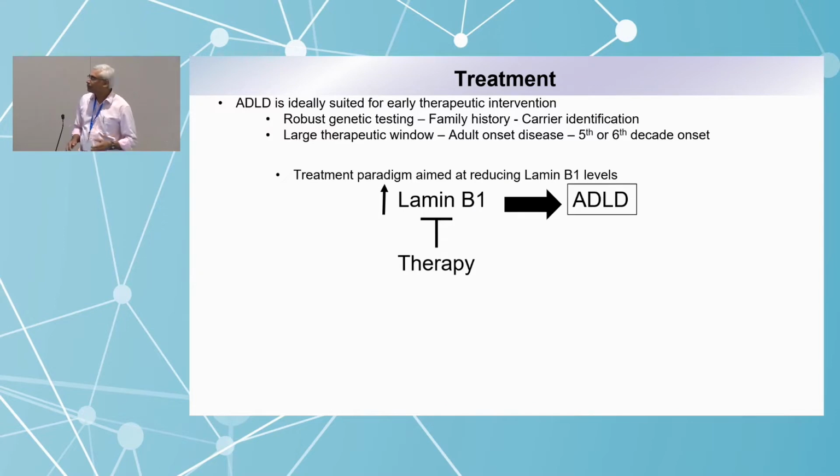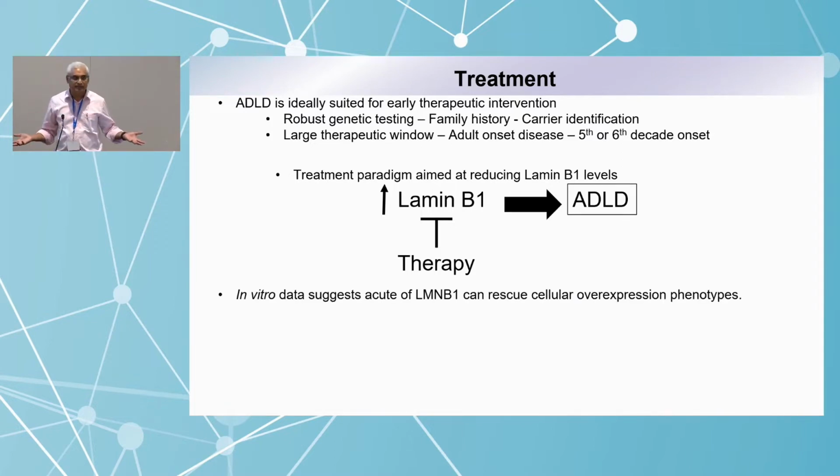And one thing that we are all, I think, agreed upon is that it seems like this overexpression of lamin B1 really is what's causing the disease. So most of our approaches for therapy have been in trying to reduce the levels of this particular protein.